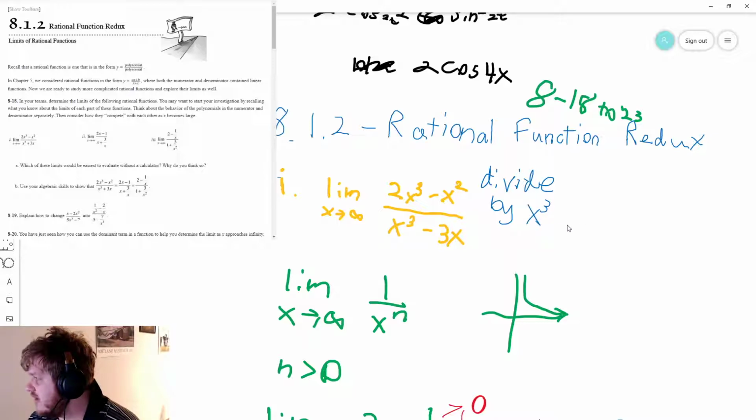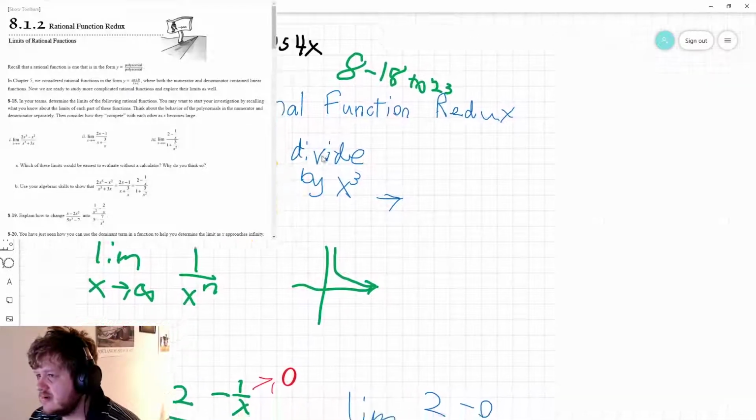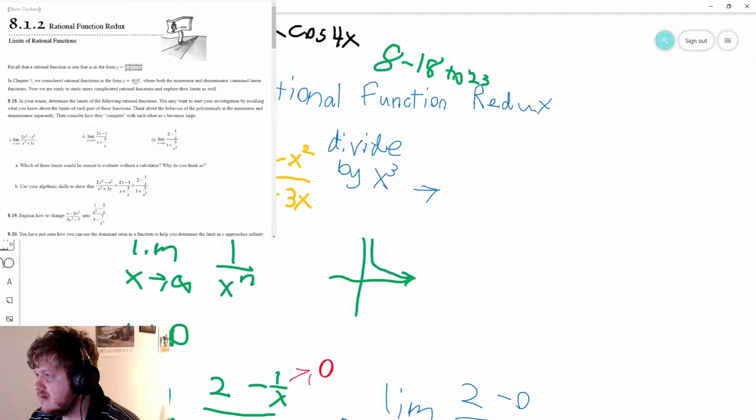And when we do that, I'm going to choose a thinner marker. Let me actually hide this.